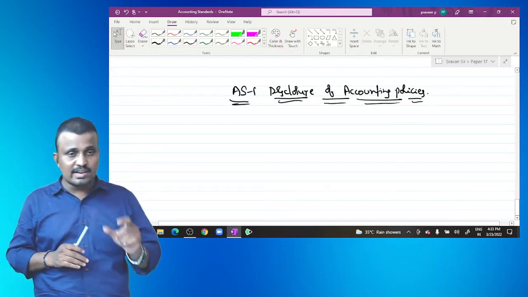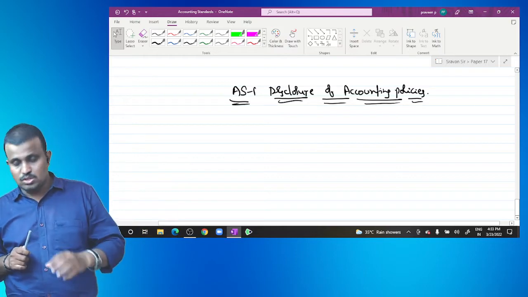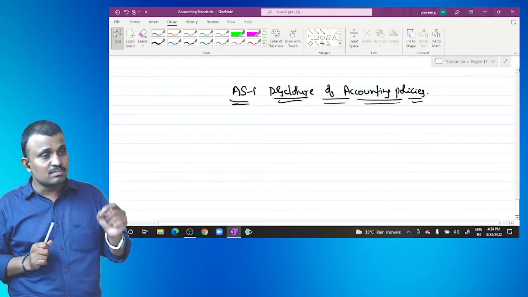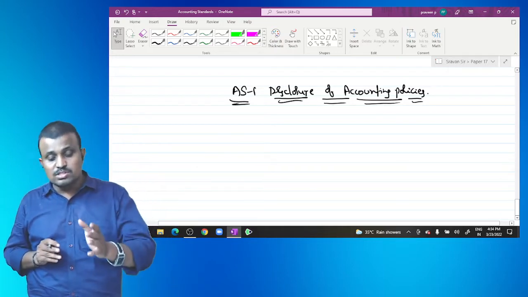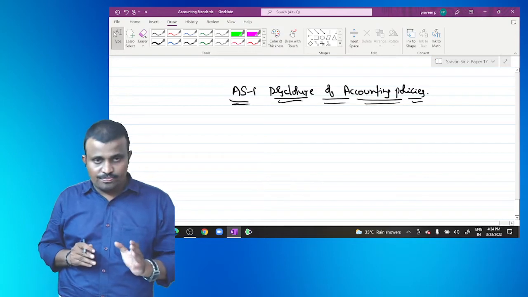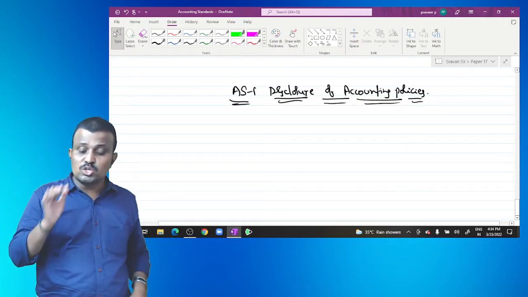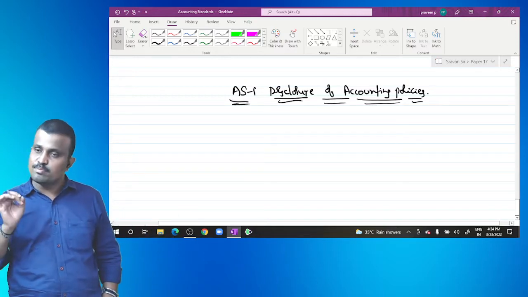Out of those 30 accounting standards, 3 standards are not notified. So the total standards notified by the Companies Act is 27 standards only. So this is what we are going to discuss. Accounting Standard 1 is nothing but disclosure of accounting policy.